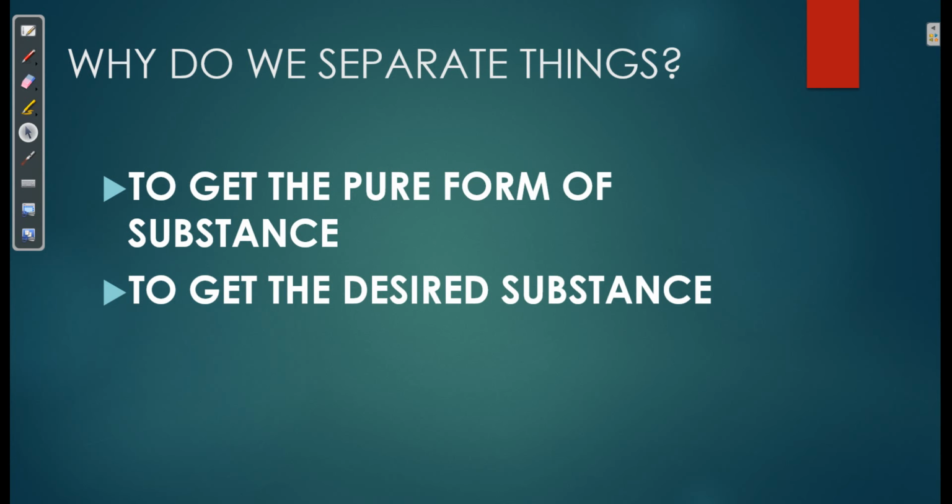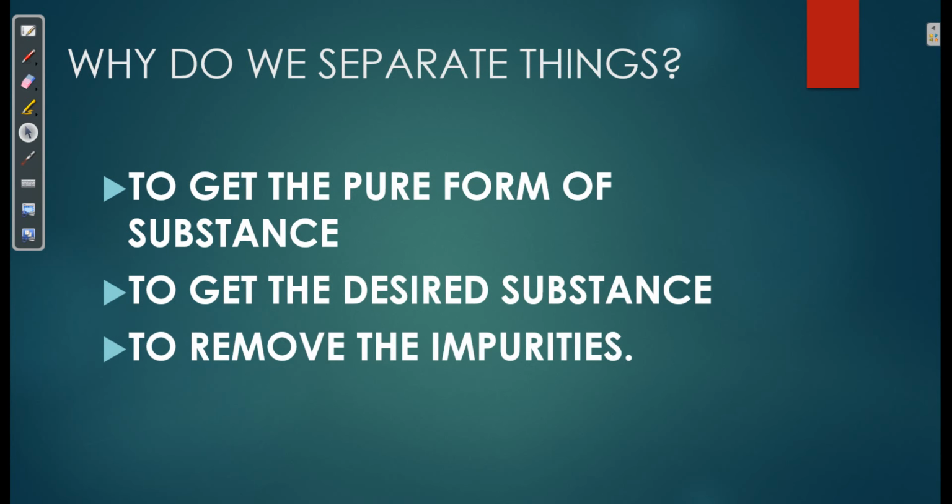The next point is to remove the impurities. If you want things in a pure form, you will remove the impurities from it. So these are a few reasons why we separate things. The first one is to get the pure form of substances, the second is to get the desired substance, and the third is to remove the impurities. I hope you all are clear till now.